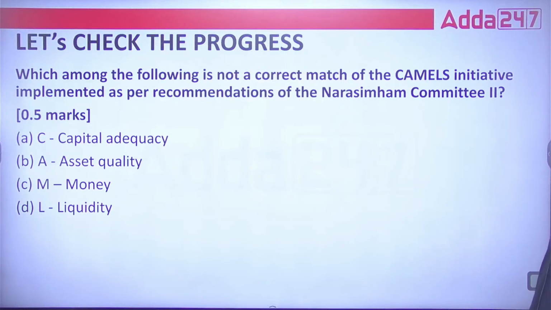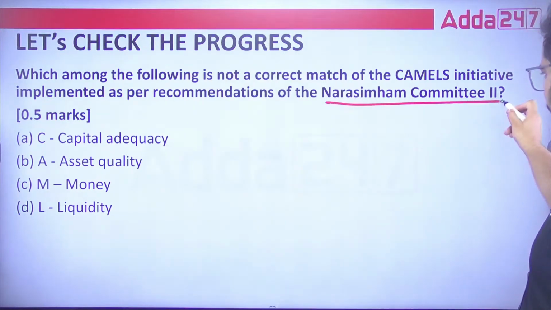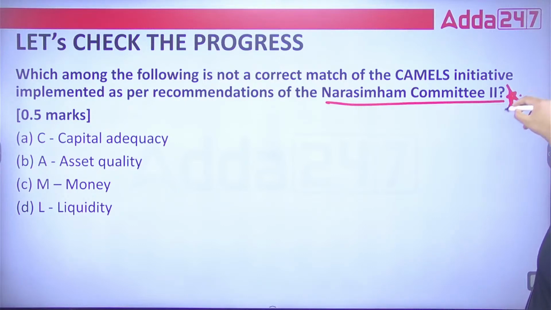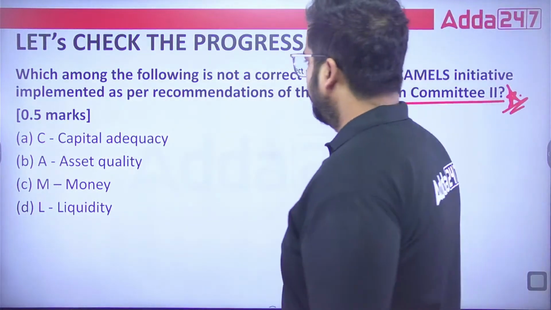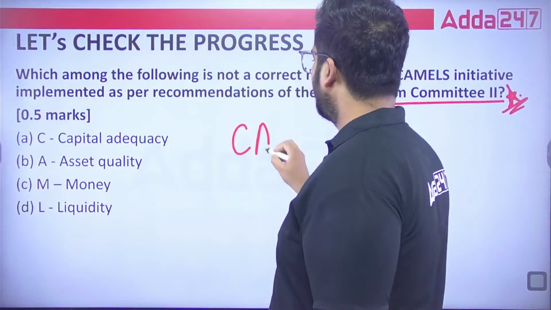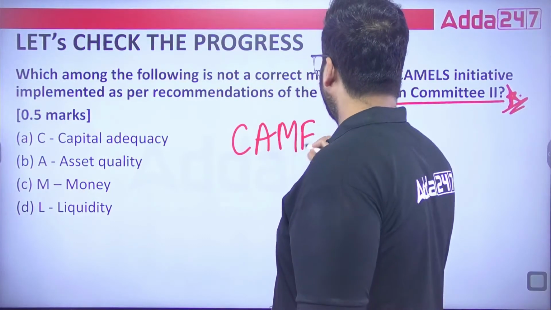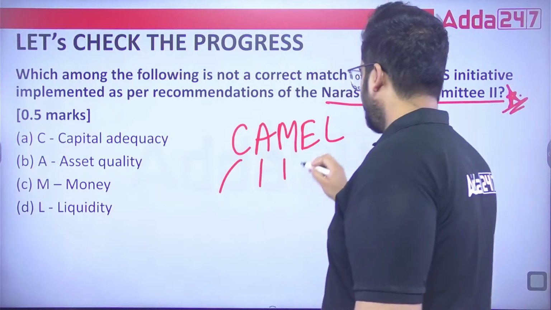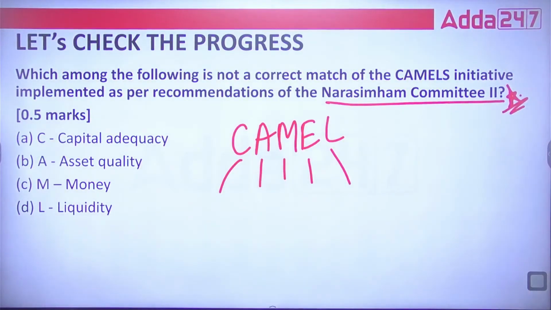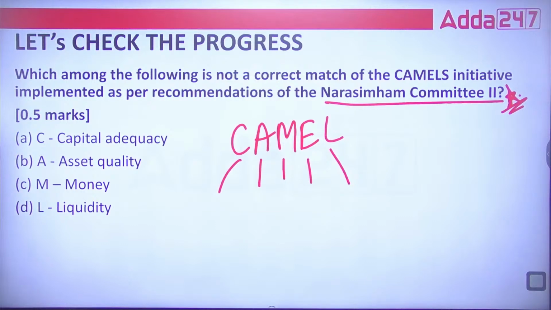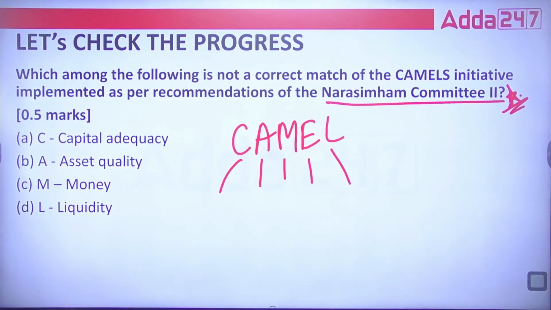Okay, now again 0.5 marker pertaining to Narasimhan Committee 2, because see, this is the most important out of all. Which among the following is not a correct match of the CAMELS initiative implemented as per the recommendations of Narasimhan Committee 2? So CAMELS initiative, you must remember what is the full form of C, A, M, E and L. Quickly tell me. You have to tell me the incorrect one out of the 4 which are there.